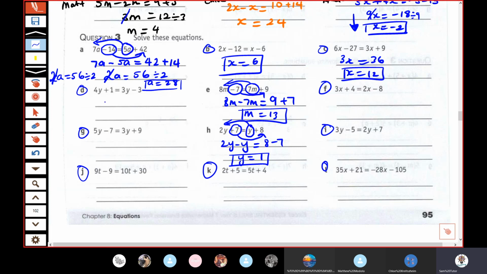Andrea, can you give me D? What was your answer for D? I got y equals -4. I think I agree. F, Chloe, what was your answer? I got -12. I agree as well.